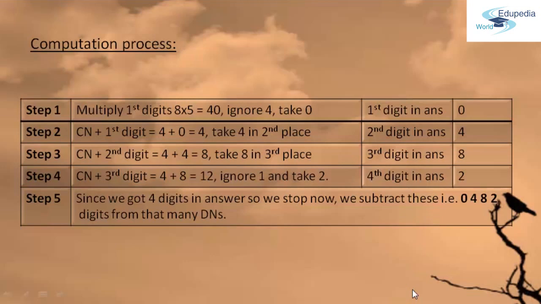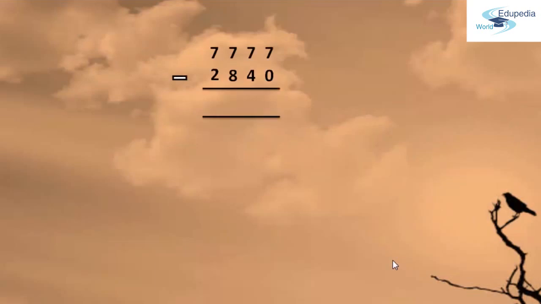So right now we stop this process and we are going to deduct all these 4 digits, that is 0, 4, 8 and 2, from that many Dns, and the process goes like this. We write all the Dns, and we write the digits that we have got as the answers below them. So 2, 8, 4 and 0. And now we are going to subtract these digits.